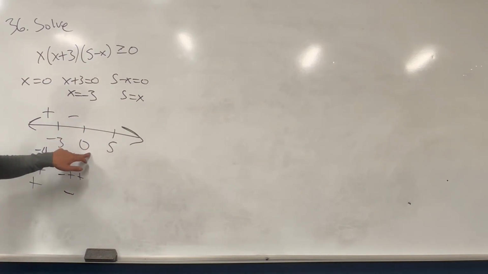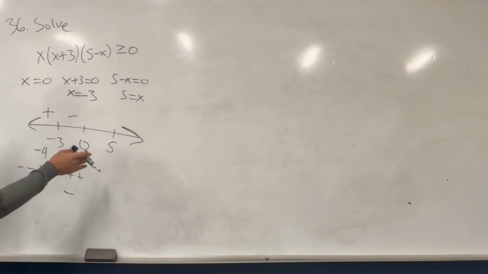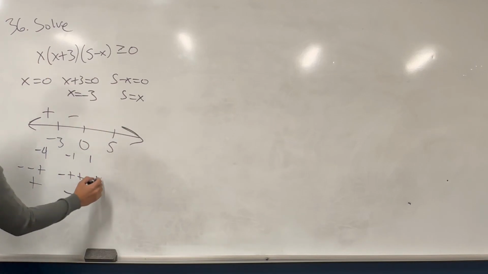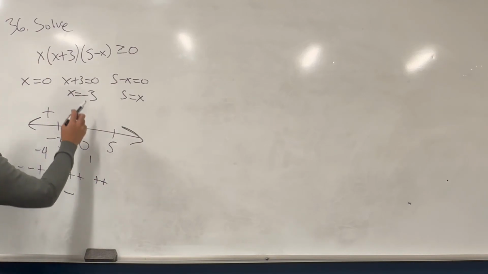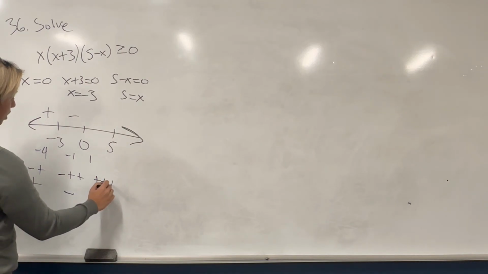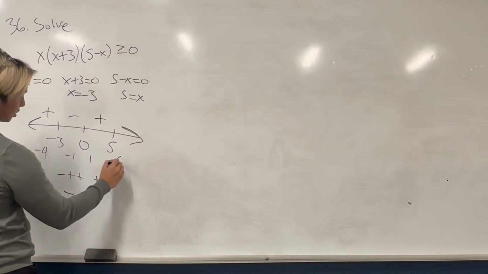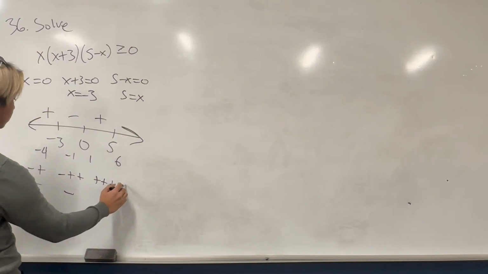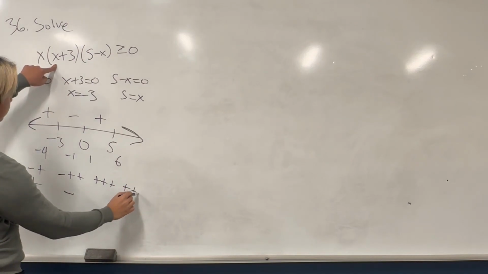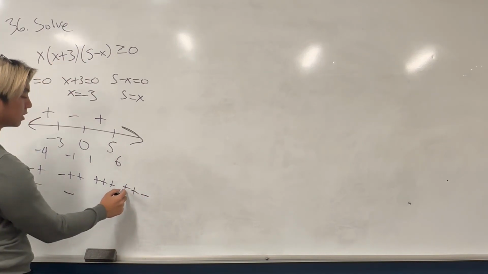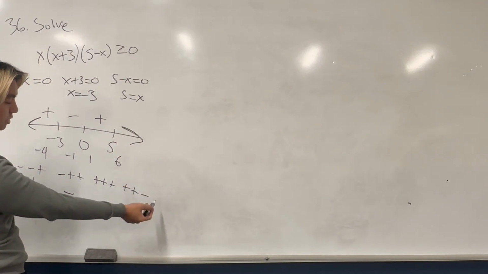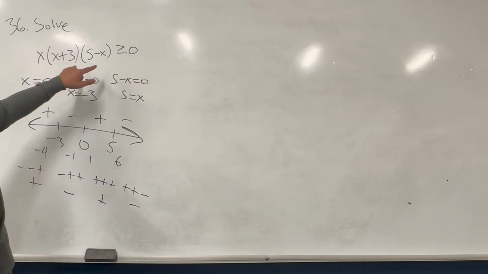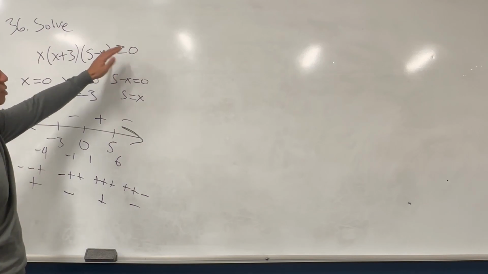Okay, and then a number between 0 and 5. I'm going to do 1. Plug it in: positive. 1 plus 3 is 4, so positive, and 5 minus 1 is positive. So positive. And then we do 6 here, because it's 5 to infinity. 6 is positive, 6 plus 3 is positive, and 5 minus 6 is negative. So positive, positive, and then a positive times a negative is negative.